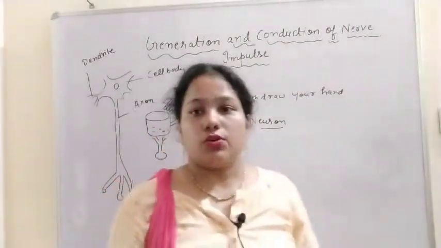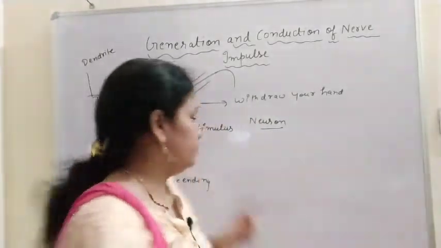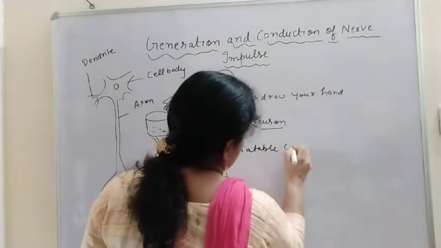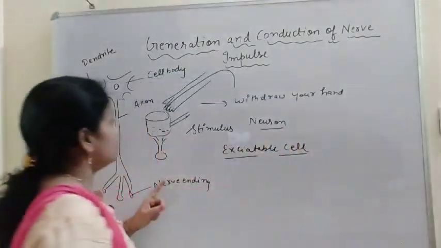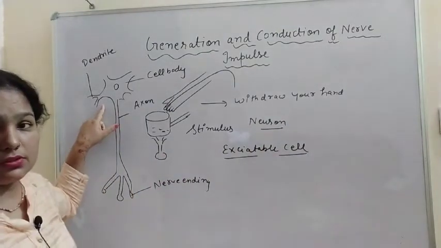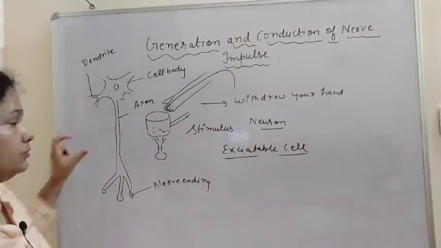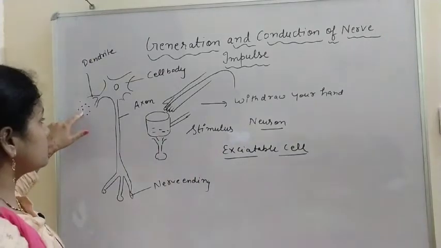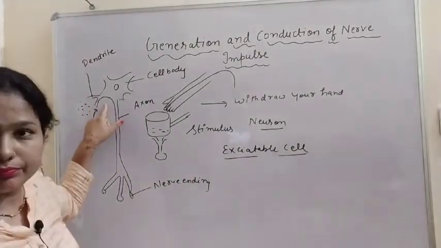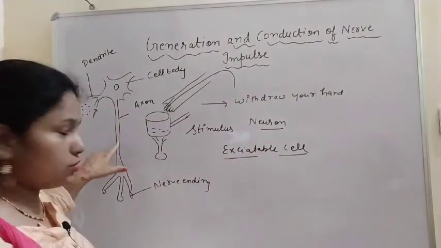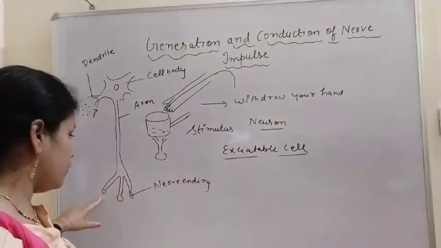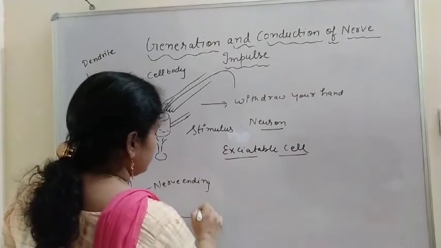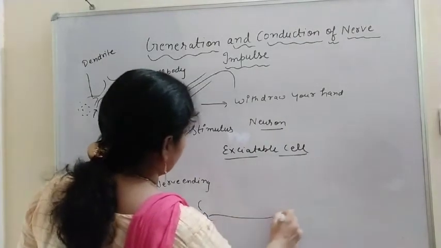So these neurons are known as excitable cells. Why are they excitable? Because they can be excited by acquiring any signal. Suppose any stimulus is coming from outside, that stimulus is collected by the dendrite part, and then it is transferred to the axon, from the axon to the nerve ending, then it is transferred to the next neuron, and then again to the next neuron.